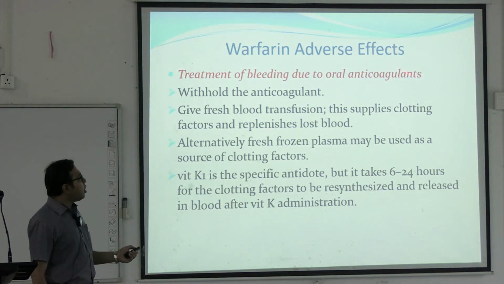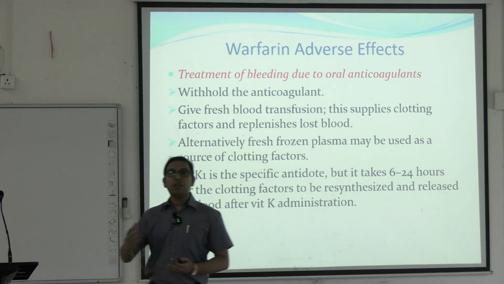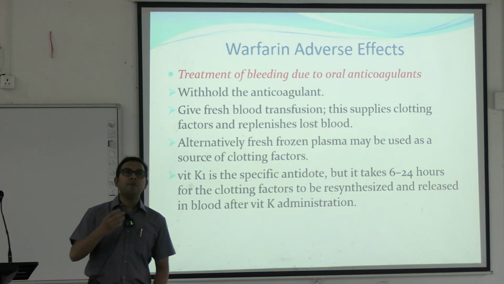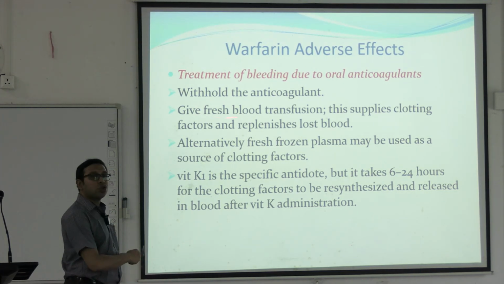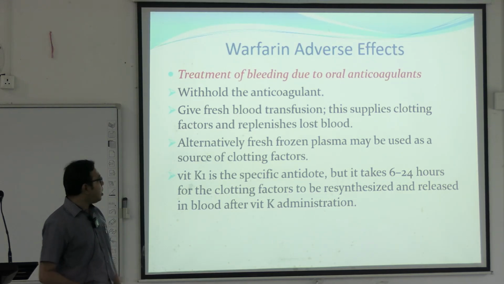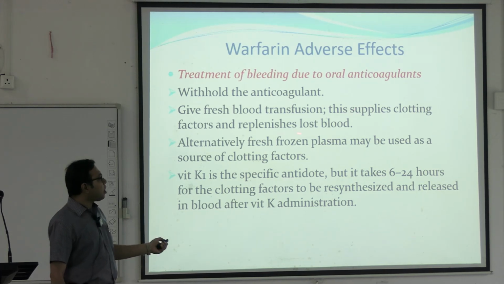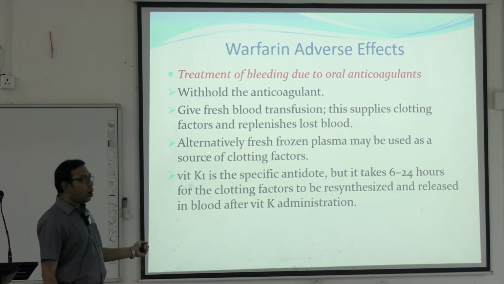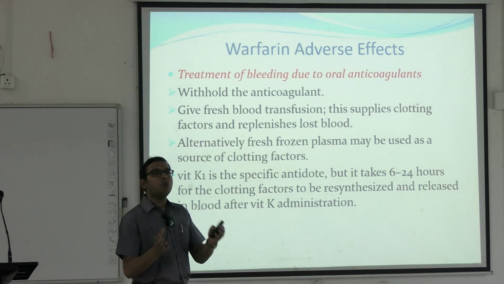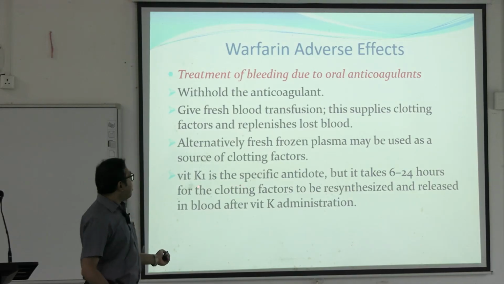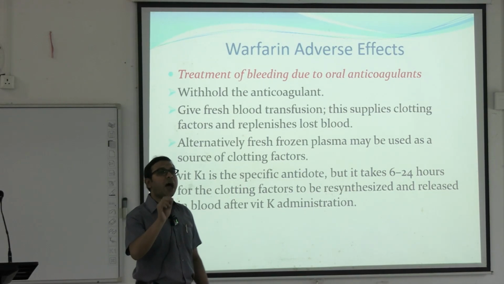So, treatment of the bleeding due to oral anticoagulants. If we are giving the warfarin and the patient is complaining of bleeding, there may be ecchymosis, there may be hematuria, etc. So, first we have to stop the anticoagulant, we have to stop the warfarin. We can give fresh blood transfusion. This supplies the clotting factors and replenishes the lost blood. Alternately, we can give fresh frozen plasma, because fresh frozen plasma contains large amounts of the clotting factors. Vitamin K1 is the specific antidote. Vitamin K1, already we have read, is phytonadione.